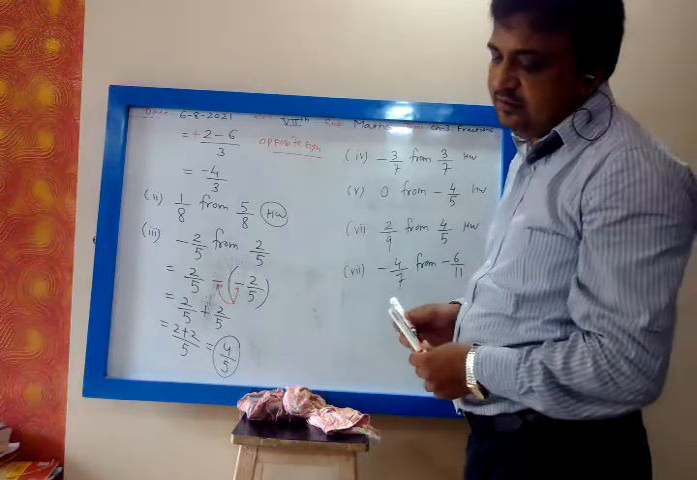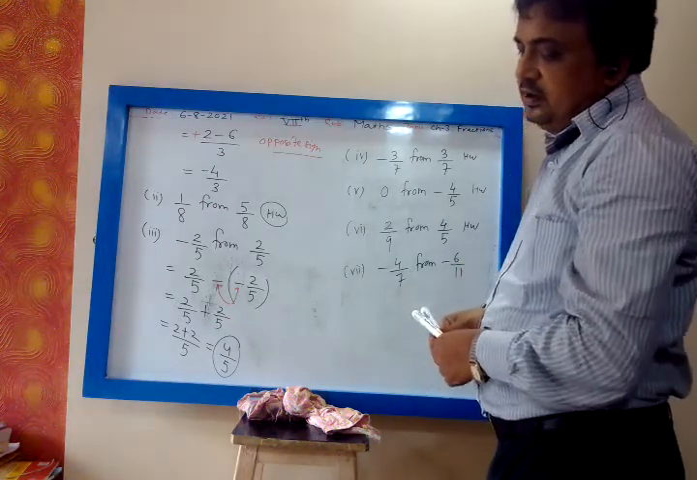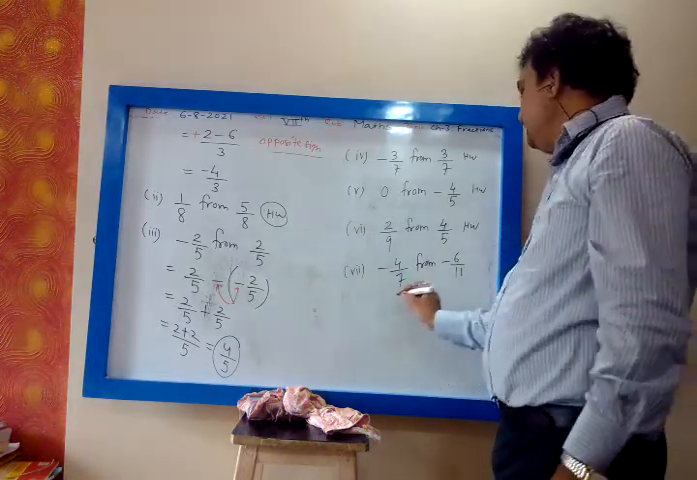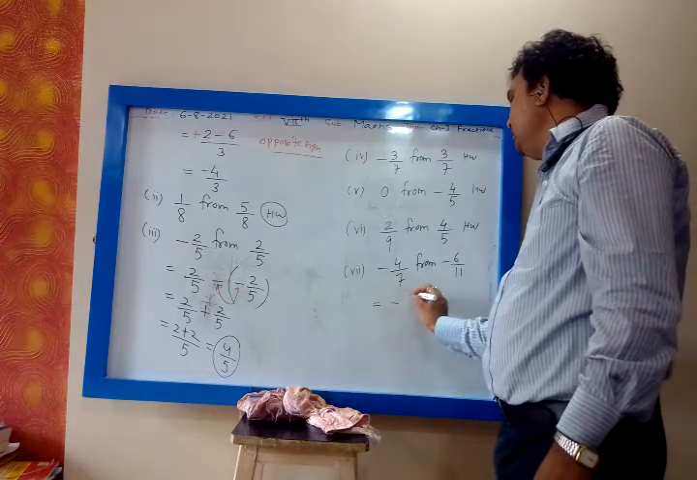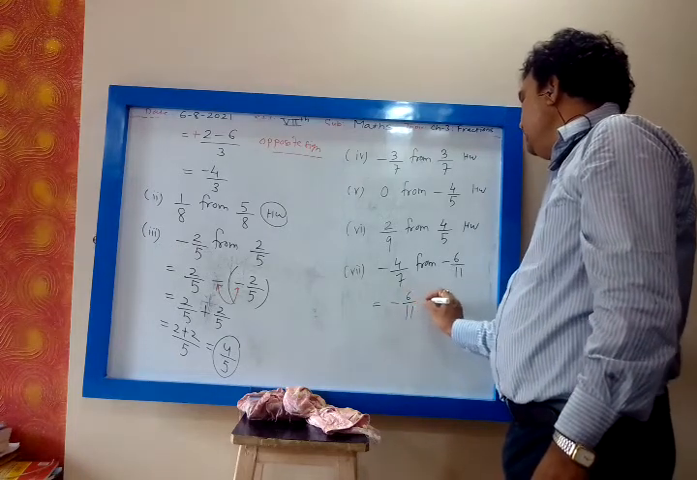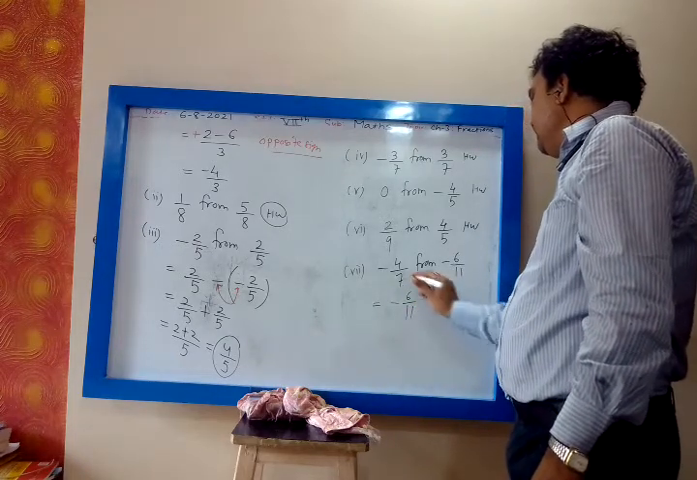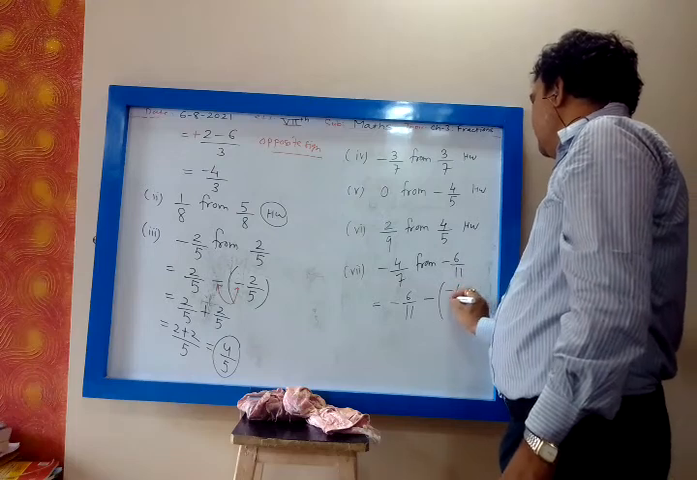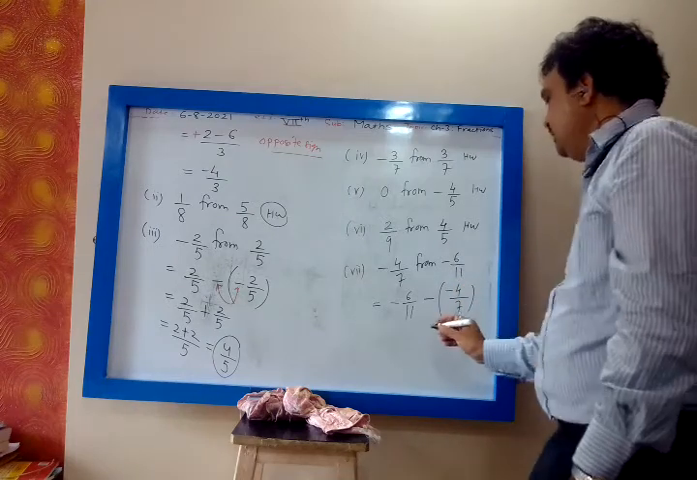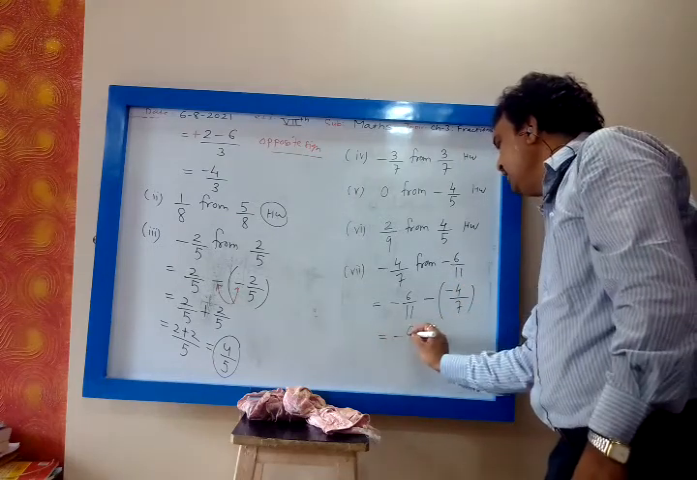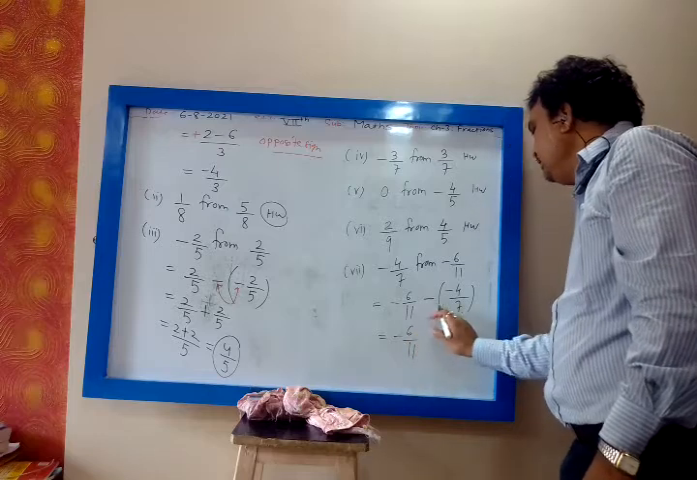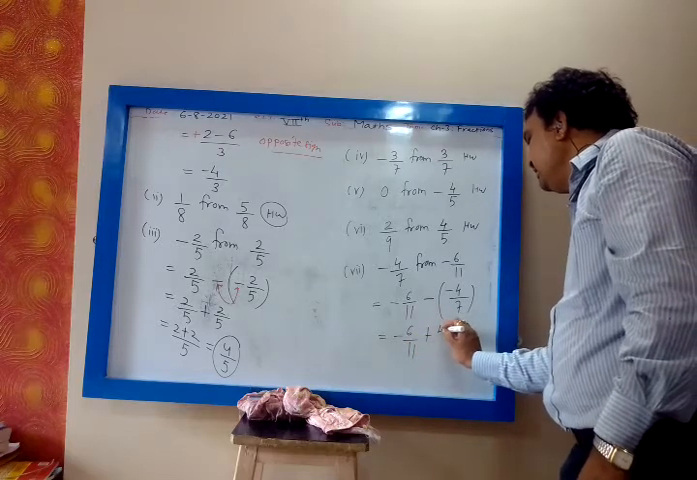Let me do this if you want. Minus 4 by 7 from minus 6 by 11. So that will be minus 6 by 11. Subtract means minus which number? Minus 4 by 7. Okay. So that will become minus 6 by 11, minus into minus plus 4 by 7.